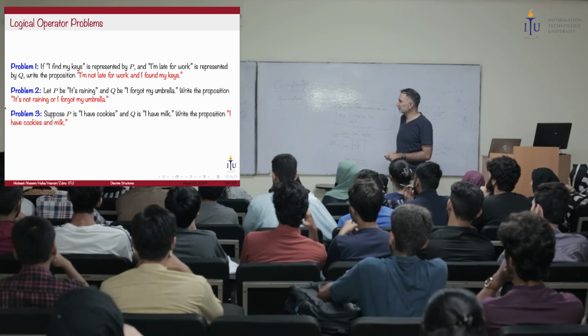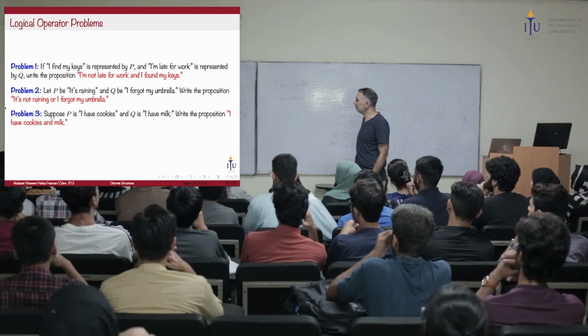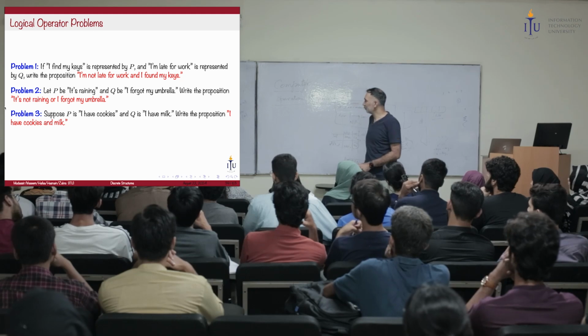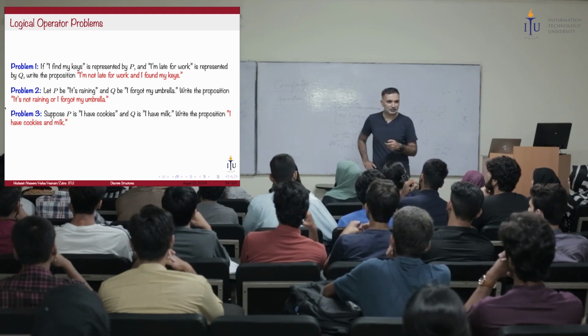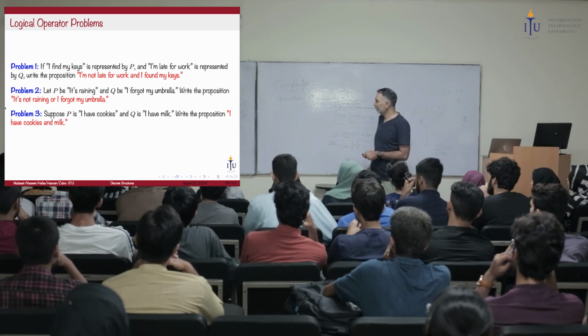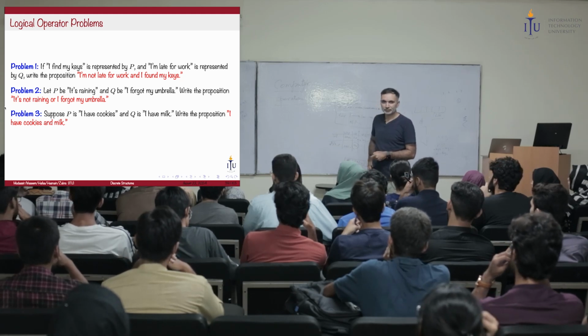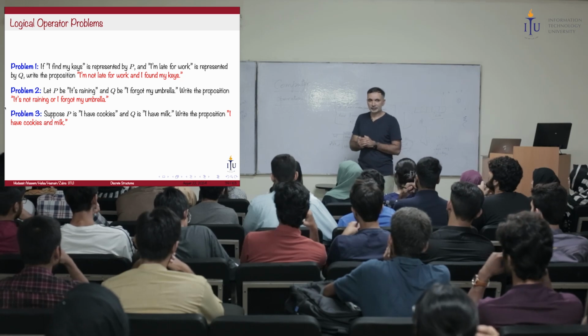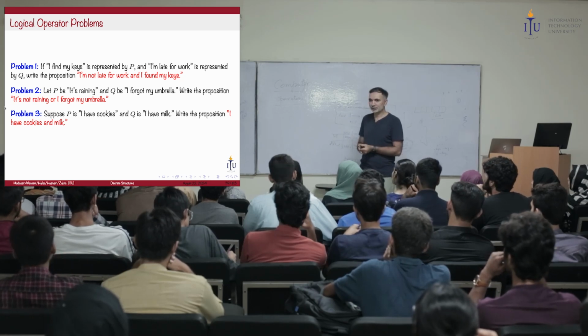Suppose P is I have cookies and Q is I have milk, and I want to write down I have cookies and milk. Absolutely. This is simple conjunction. I would just say P and Q. All right. I hope everyone is on board. If there are any complaints, now is the time to raise your hand.